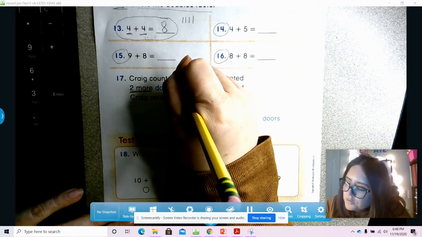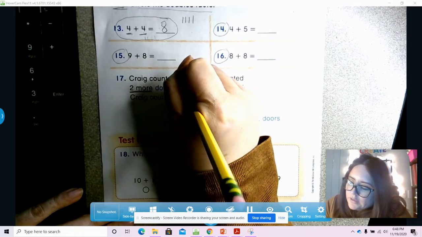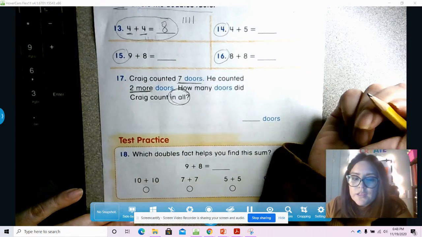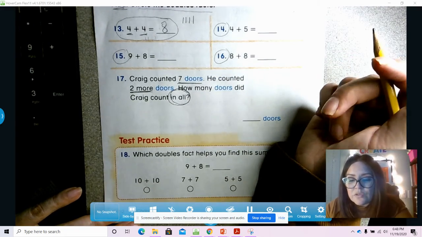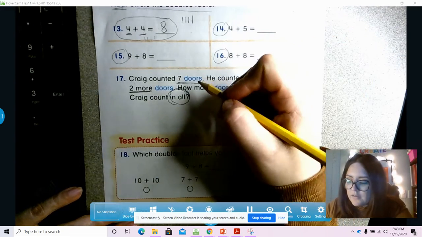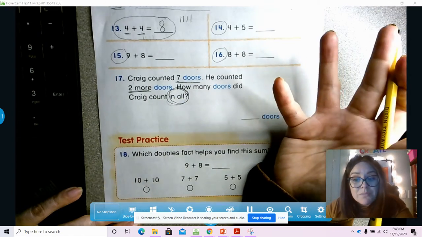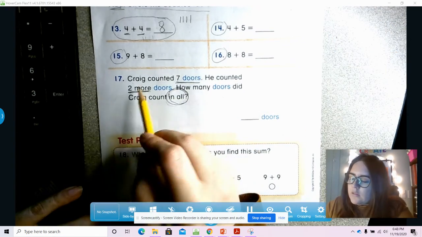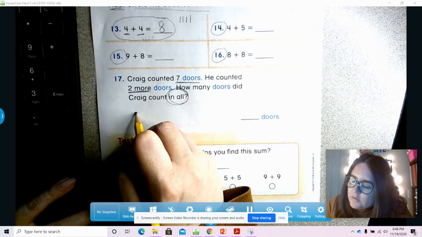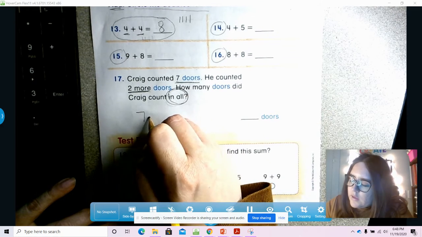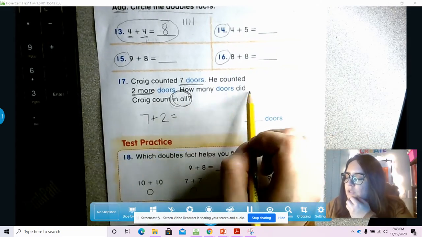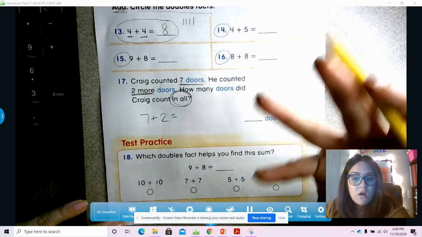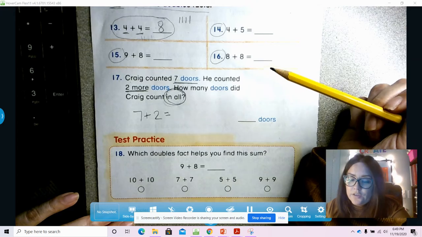And we have our clue words here. In all gives me a hint that I'm going to add. So I'm going to be adding these 2 numbers and not subtracting, because in all usually means I'm going to add. So we know that Craig had 7 doors, and then he got 2 more. How many doors did Craig have in all? So now you're going to figure that answer out.